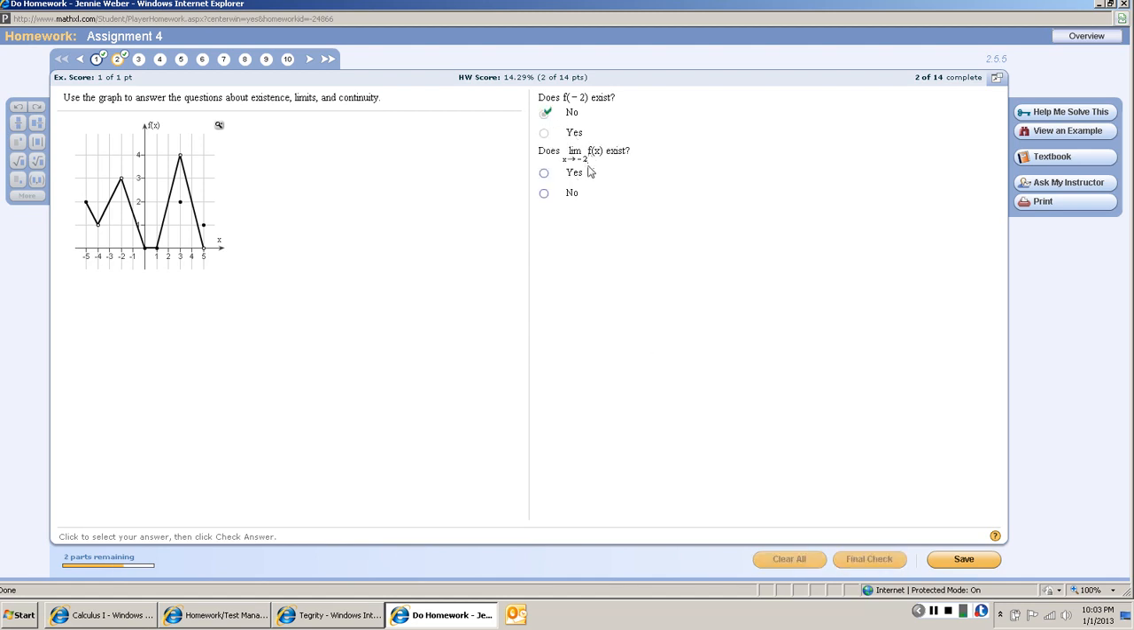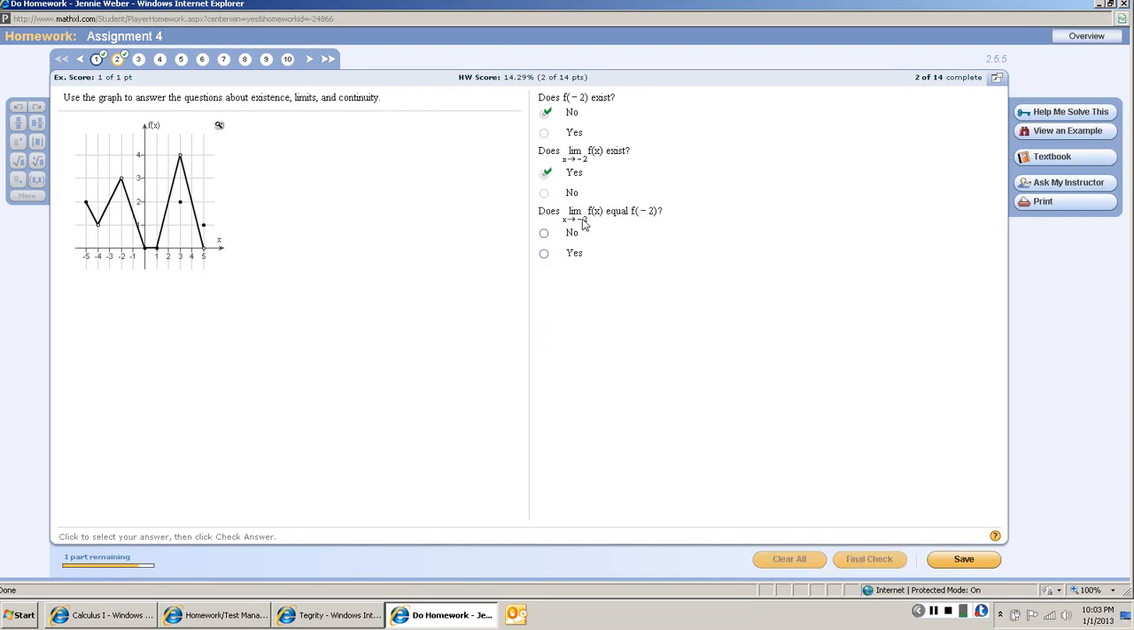So now, does the limit at negative 2 exist? Well, let's look at negative 2. Coming in this way, we can see that we would be getting to 3. That exists. Coming in this way, we're also getting to 3. So the limit here actually exists. Remember, we never have to actually get there.